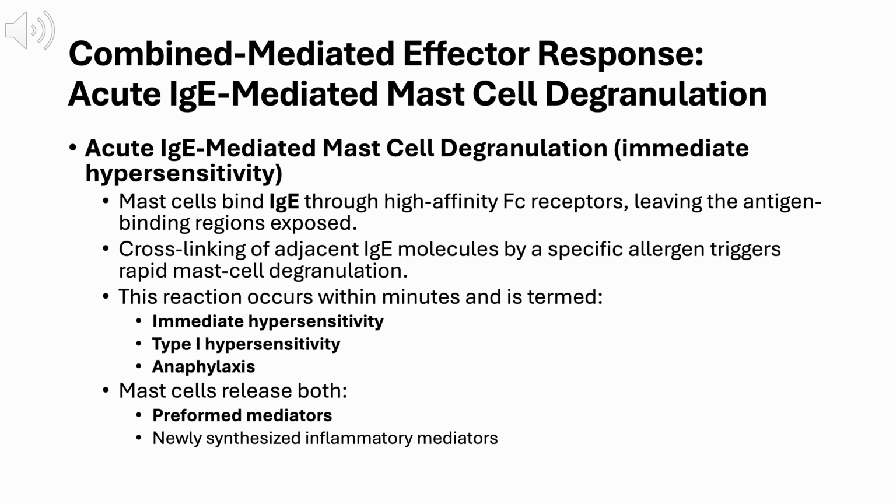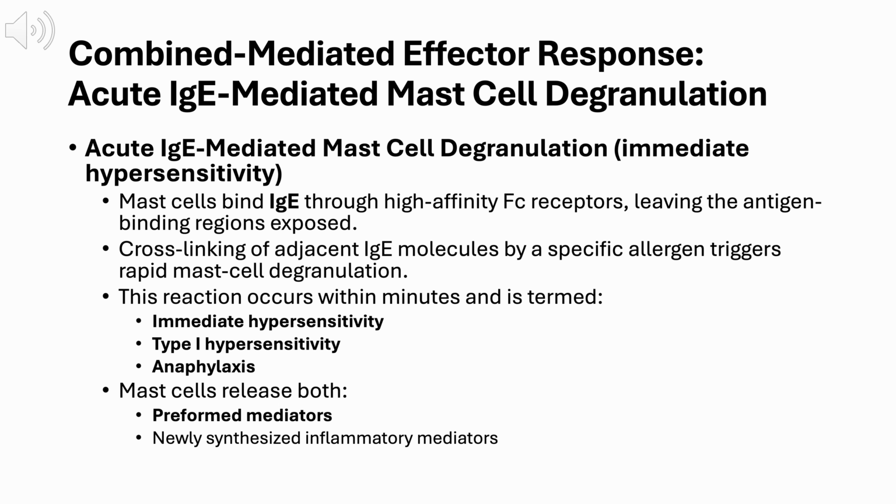Our final effector mechanism is the fastest of them all, acute IgE-mediated mast cell degranulation, better known as immediate hypersensitivity. Here's how it's set up. Mast cells bind IgE through high-affinity Fc receptors, and critically, they bind it by the Fc region, leaving the antigen-binding Fab arms pointing outward, exposed and ready. The mast cell is now armed, waiting.